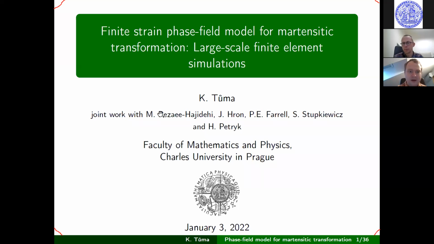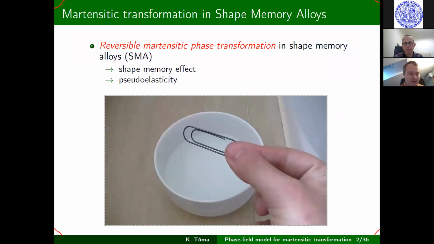The first one is Mohsen Rezaee Hajidehi from Poland. Jaroslav Ron is of course from the Mathematical Institute of the Charles University. Patrick Farrell is from the University of Oxford, and then Professor Stupkiewicz and Professor Patrick from the Institute of Fundamental Technological Research. Before I show the model that we are using, I will show you a movie.